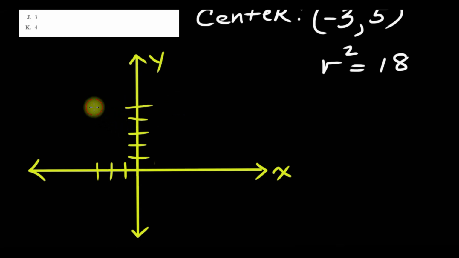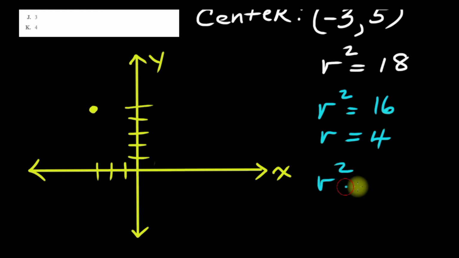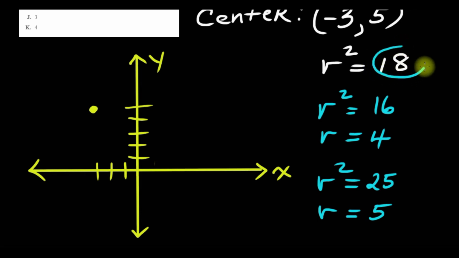Okay, so here's the center of the circle. I'm going to estimate what the radius is since I do not have a calculator to work with here. If my radius squared was to be 16, for example, 16 is close to 18, then my radius would be 4, right? Because you have to take the square root of 16. Now, if the radius squared was to be 25, I picked 25 because that's the next perfect square after 18, then my radius here would be 5.